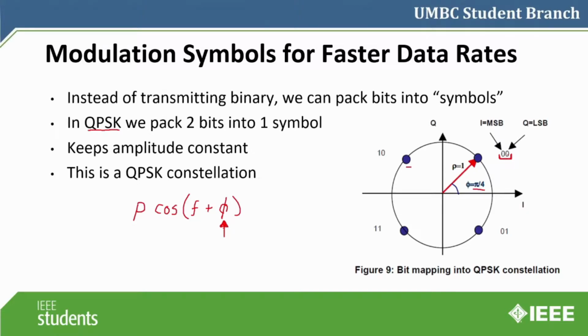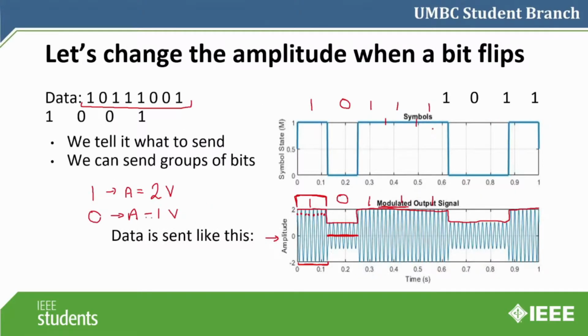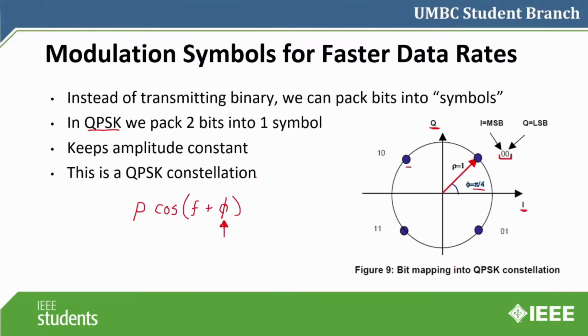And we can do that because we are using 2 different dimensions. So we have the in-phase component and the quadrature component. Before, when we were doing amplitude modulation, it was 1 dimension, and that's the voltage that's here. But since we have 2 dimensions here, we can represent a 2-dimensional system. So we can transmit 2 bits in 1 symbol.